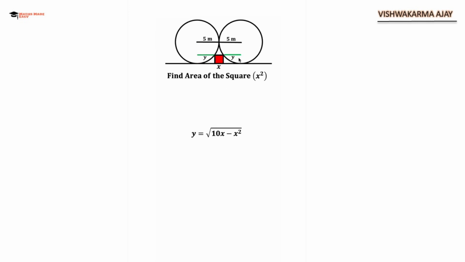Let's scoot this over here, and let's duplicate the y over here. Now this distance is going to be equal to this distance, so we know that y plus x plus y is equal to 5 plus 5. And we can clean this up a little bit. y plus y is 2y, and 5 plus 5 is 10. And now we know that y is equal to the square root of 10x minus x squared, so in the place of this y, we can plug in square root of 10x minus x squared. And now we just got to solve for x.